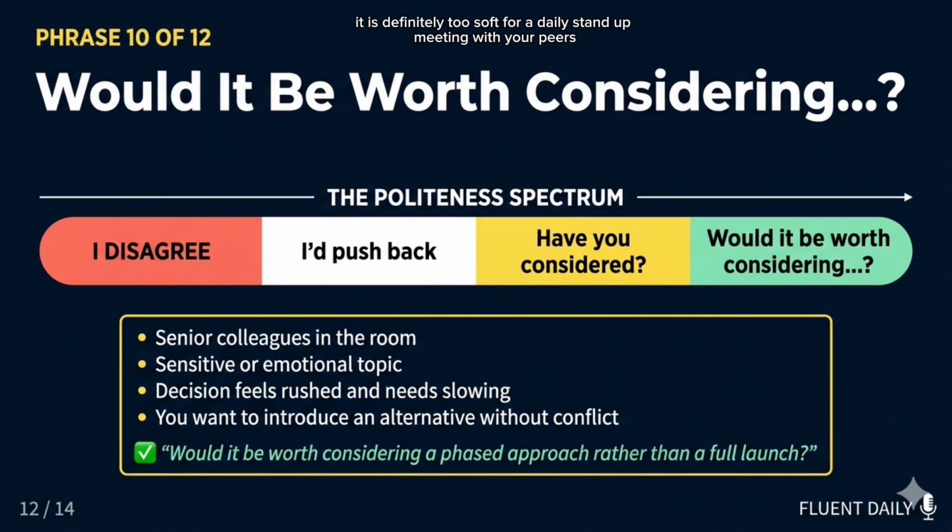Honestly, it is definitely too soft for a daily stand-up meeting with your peers. The research indicates this specific phrasing is best reserved for rooms with very high-ego senior leaders, or for highly sensitive topics where you want to avoid triggering conflict, or when the room is caught in a frenzy and you are trying to deliberately slow down a rushed, panicked decision.